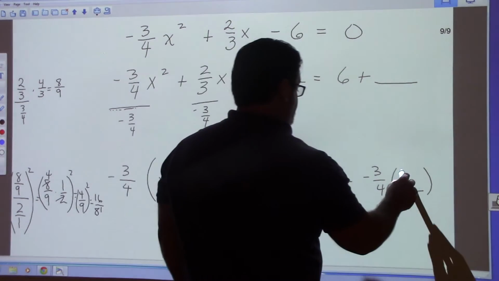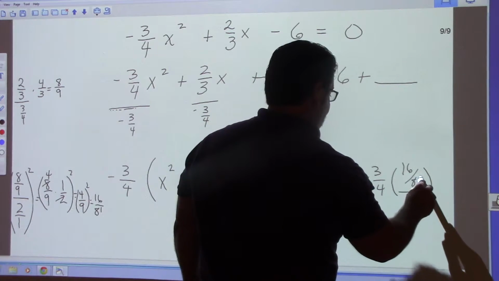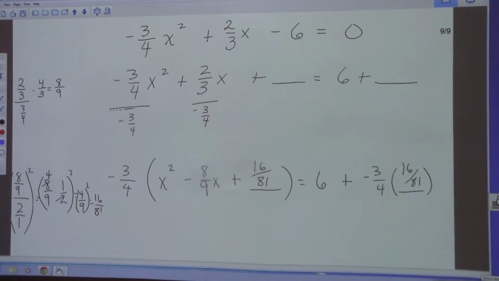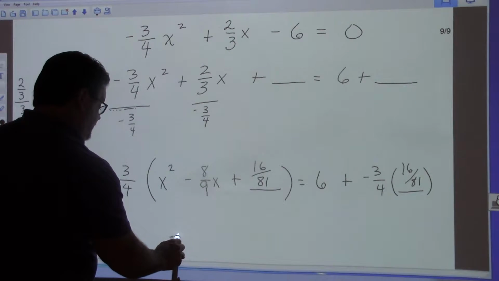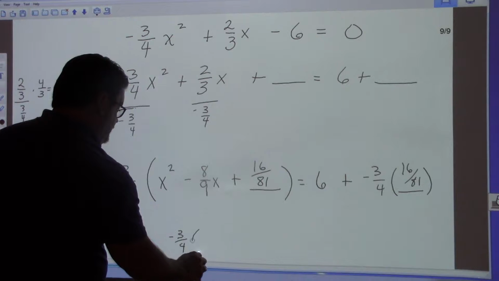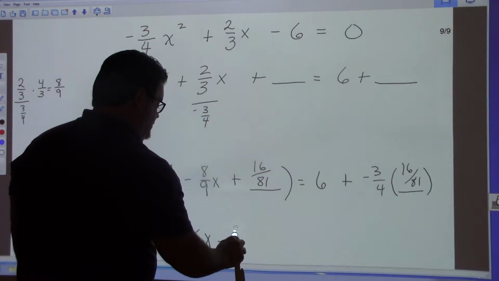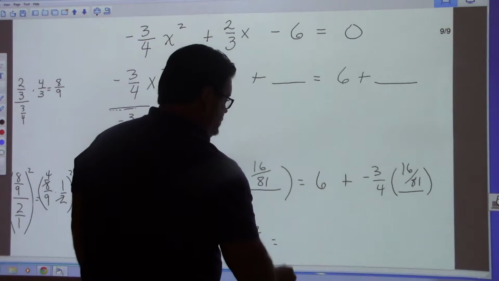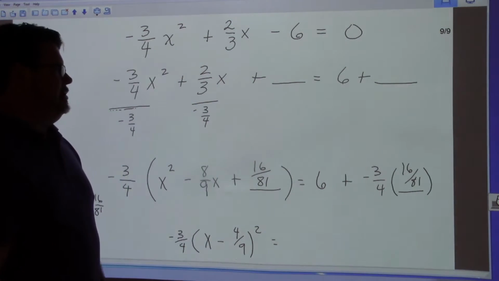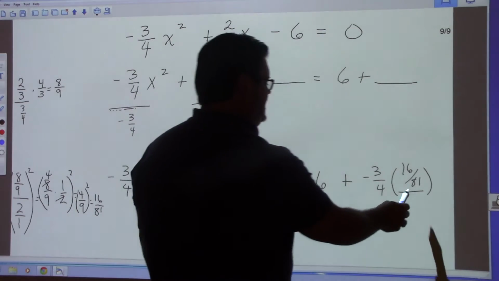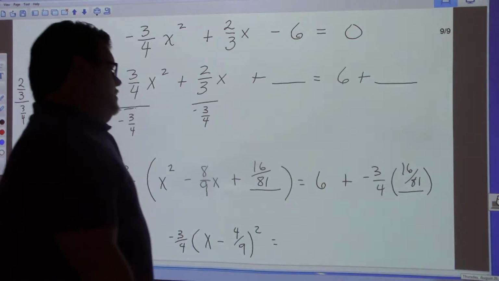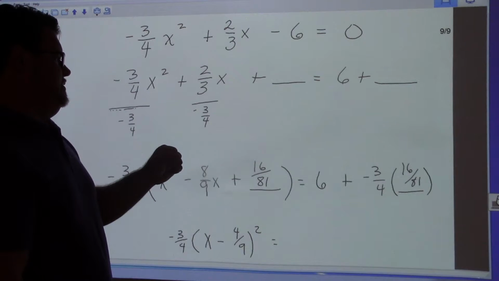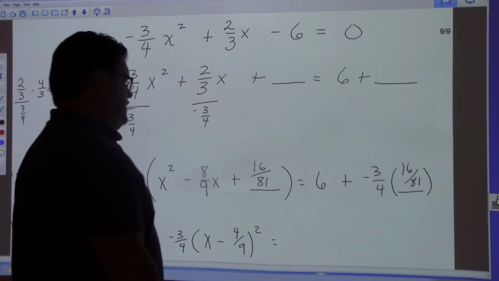Y'all supposed to tell me if that's right or not. Thank you. So now we have negative 3/4 x minus 4/9 quantity squared is equal to, well, that 3 will go in there 27 times. 27 and the 4 will go in there 4/27. Somebody help me out. Negative 4/27.